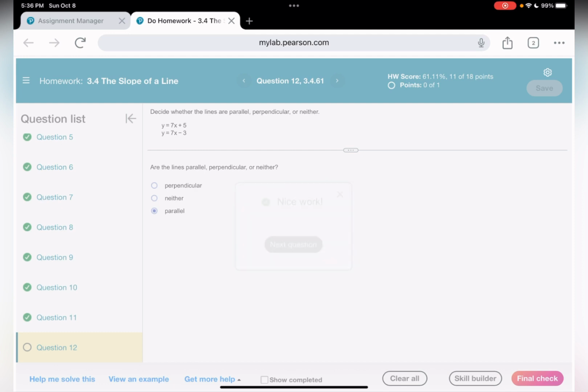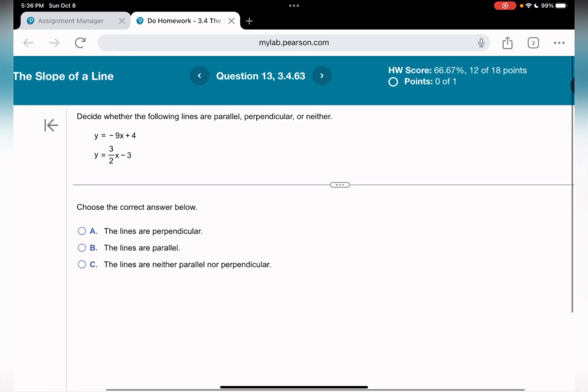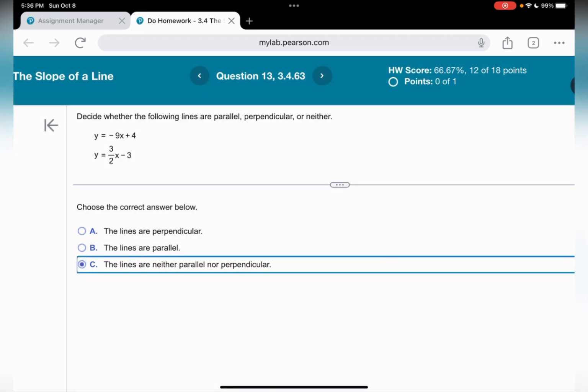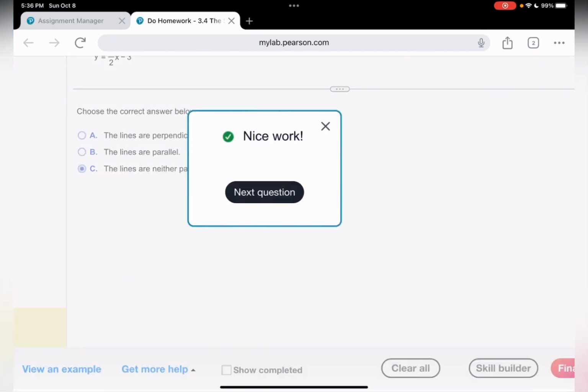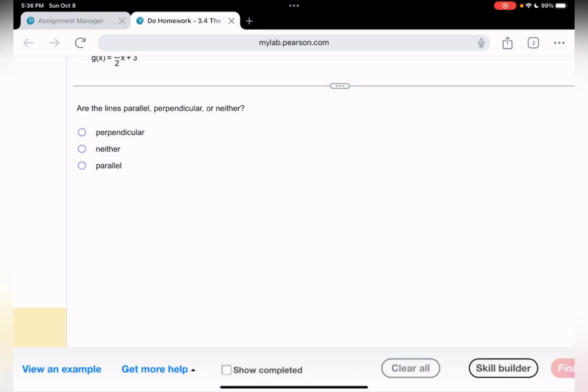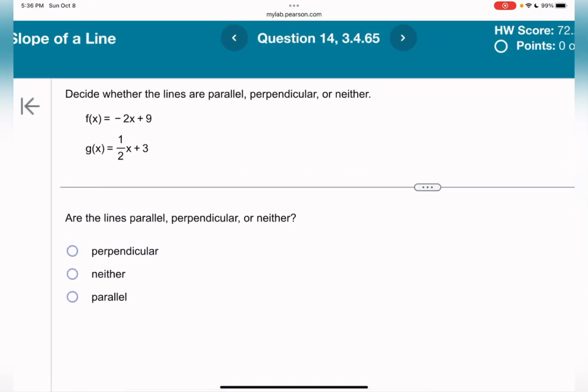Question number 13. Again, it's asking whether the lines are perpendicular, parallel, or neither. So the slope for the first one is -9. Slope for the second one, 3/2, which means neither. Hopefully one of them will be perpendicular, so I can show you how we recognize perpendicular. Oh, there we go. These lines are going to be perpendicular because their slopes are reciprocals.